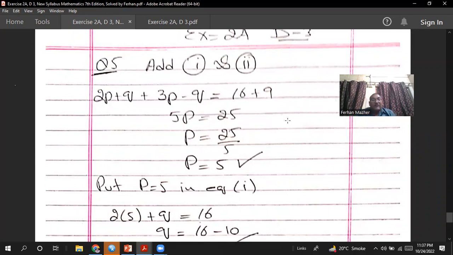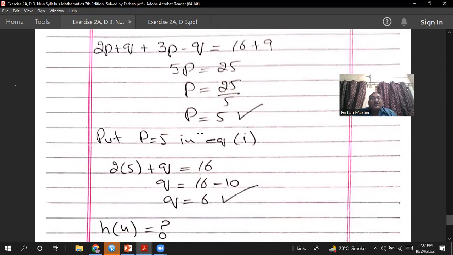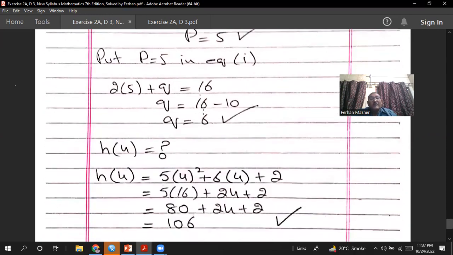Once you know the value of p is equal to 5, put p equals 5 in equation number 1. So it will be 2 into 5 plus q equals 16. So q will be equal to 16 minus 10. So q will be equal to 6. Now that we know the values of p and q, they want us to find h of 4. The h of 4 will be 5 into 4 squared plus 6 into 4 plus 2. So that will be 5 into 16 plus 24 plus 2. So it will be 80 plus 24 plus 2, and that will be 106.